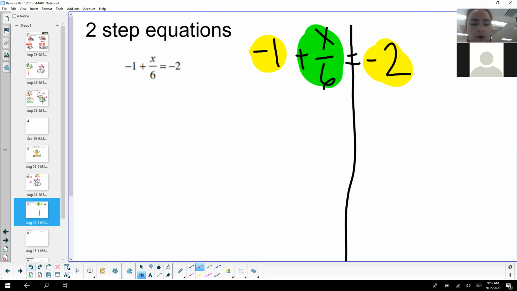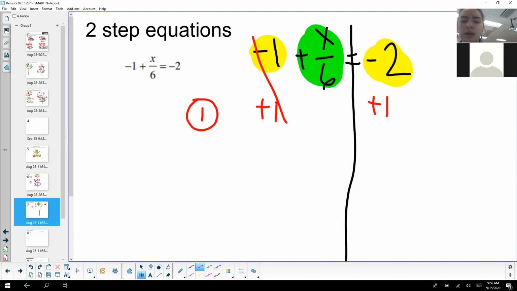So step 1. This is a -1. As far as a term goes, it's a -1. So I'm going to add 1 to both sides of the equal sign, and I'm doing that so I can cancel that 1. So -1 plus 1 is going to cancel. I'm going to rewrite x divided by 6 equals -2 plus 1, which is -1.